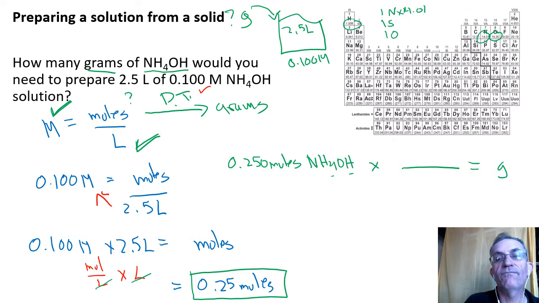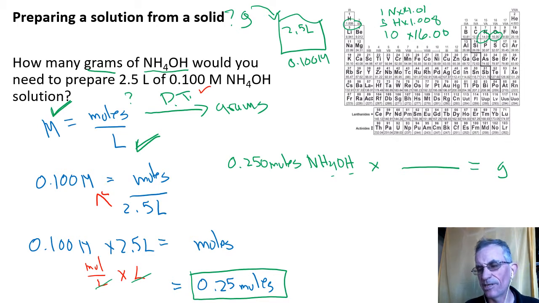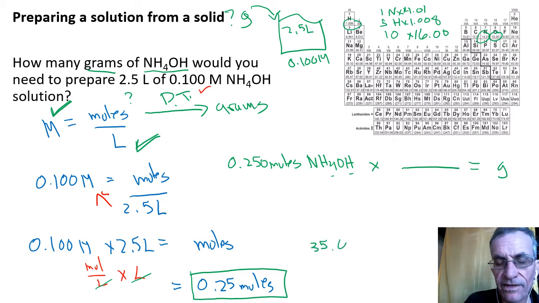5 hydrogens and 1 oxygen. If you add it all together, let me just tell you what you come up with, because I'm running out of room there. The total works out to be a little over 35 when you add up the weights off the periodic table: 35.05 grams equals a mole.